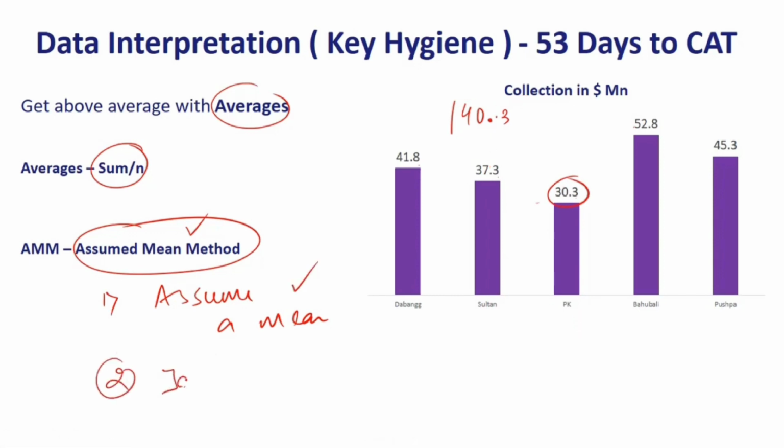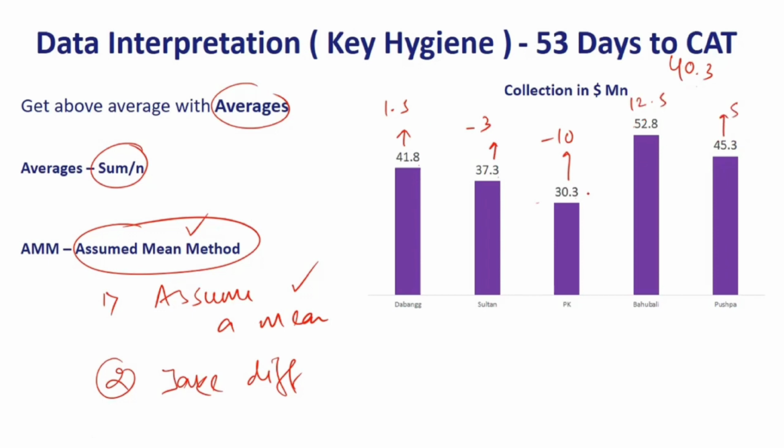In second, take difference with all the numbers. Now let's take the difference with all the numbers. Your assumed mean is 40.3. Take a difference from here becomes 1.5. Difference from here becomes minus 3. 30.3 difference is minus 10. 52.8 difference is 12.5. 45.3 difference is exactly 5. So 12.5, here you will get 2.5, right? 2.5, and here you have minus 0.5, 2.5 and minus 3. Combine it with 1.5 becomes 1. 5 plus 1 is 6.